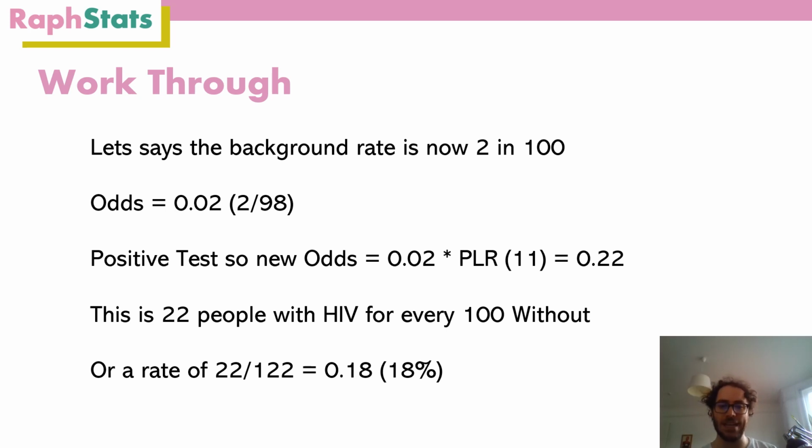If it's a positive test, the new odds are those old odds, 0.02, times our likelihood ratio, which we've already worked out as 11, so 0.22. This means that 22 people with a positive test will have HIV for every 100 without. And converting that back to an easier to understand risk, that's 18%.